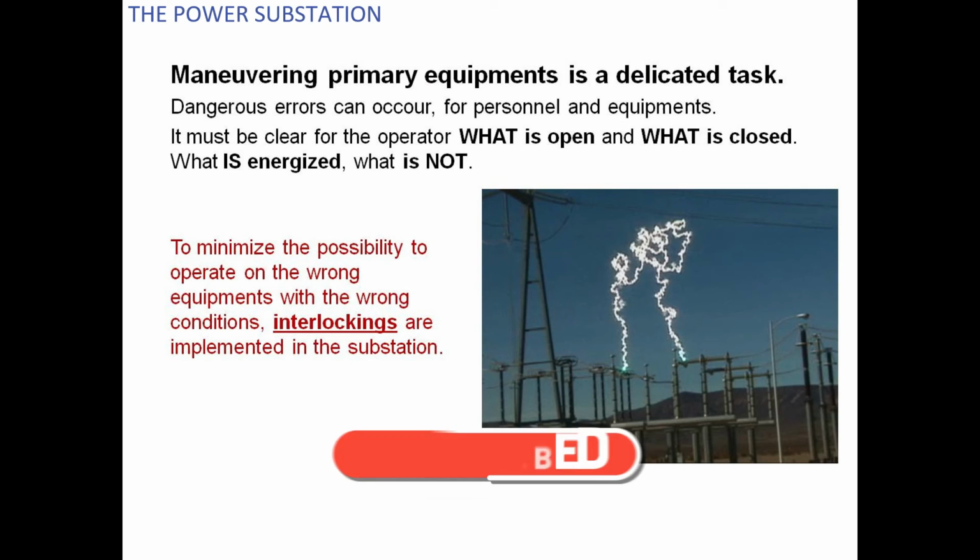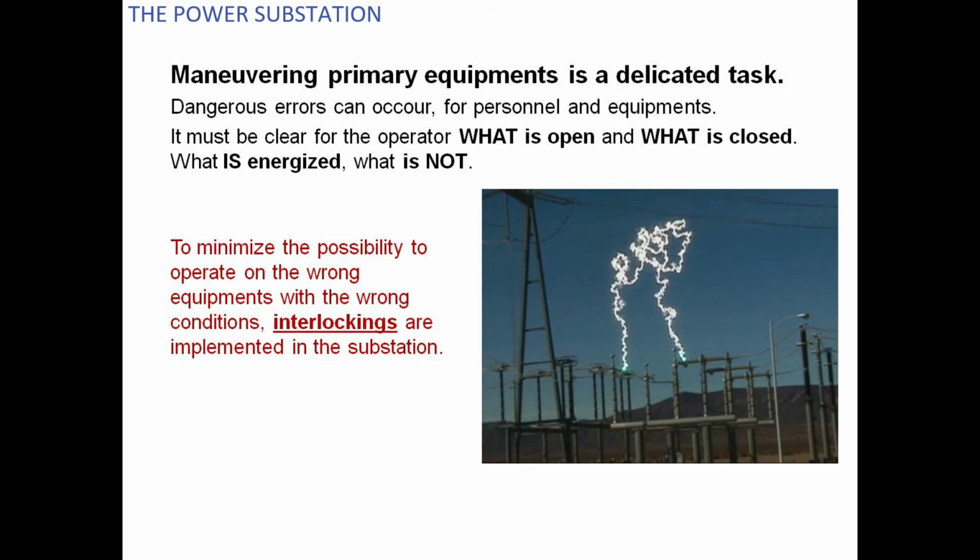Now the bus bar 1 is in service. Now this changing or this maneuvering of primary equipment is a delicate task. So any person or any equipment may get damaged in case of an error in operation. So any operator who is operating these breakers or isolators must be aware of what is to be opened and what is to be closed.